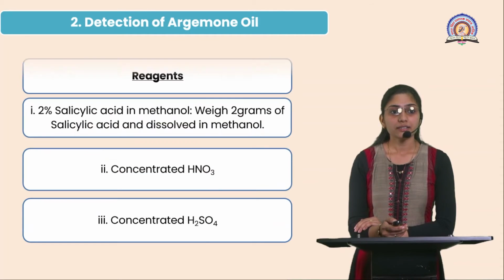The second method, or the second test, is the detection of Argemone oil. For this, again, you will require three reagents. The first reagent is 2% salicylic acid in methanol. How can you make this? You have to weigh 2 grams of salicylic acid and dissolve it in methanol.